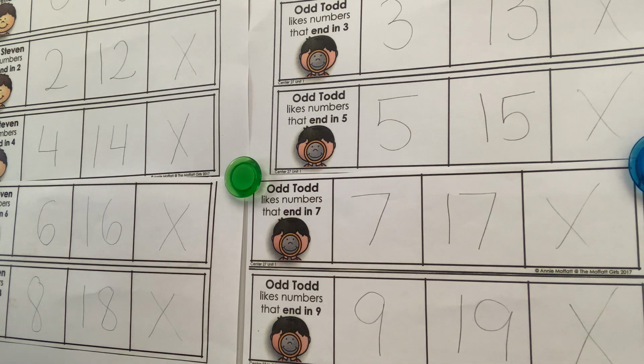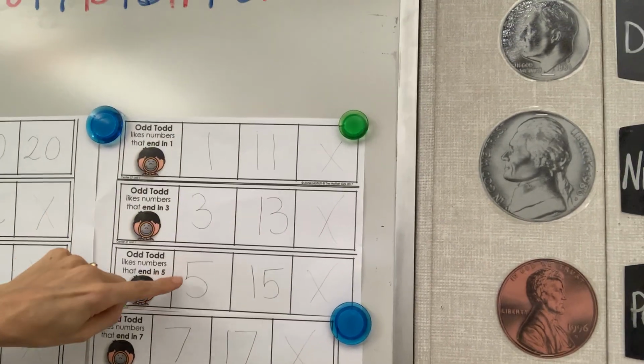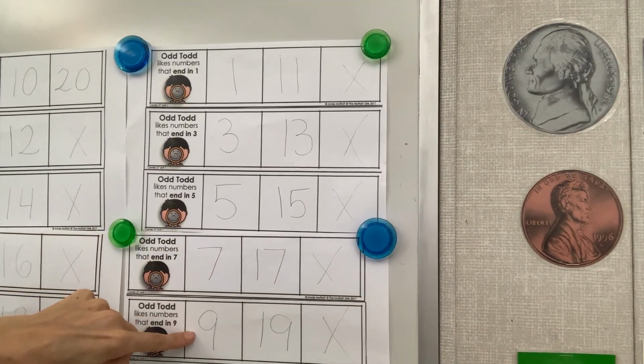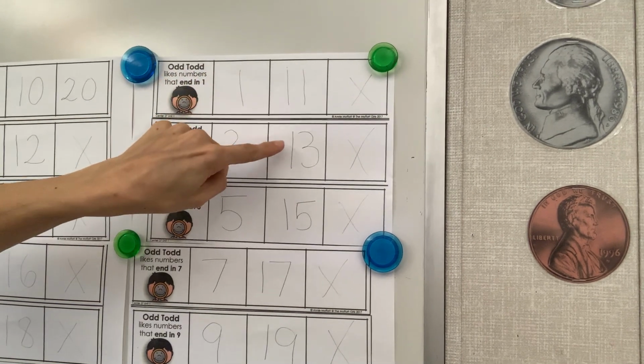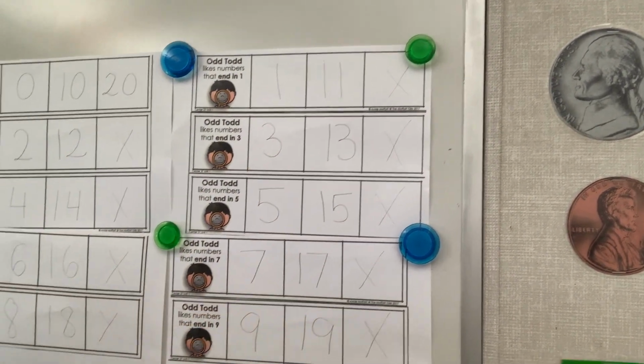No others. So now we can say our odd numbers. 1, 3, 5, 7, 9, 11, 13, 15, 17, 19. And those are our odd numbers. Okay? So review your even numbers and review your odd numbers and know them by heart.